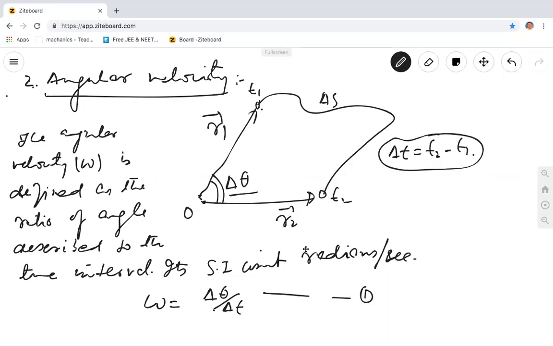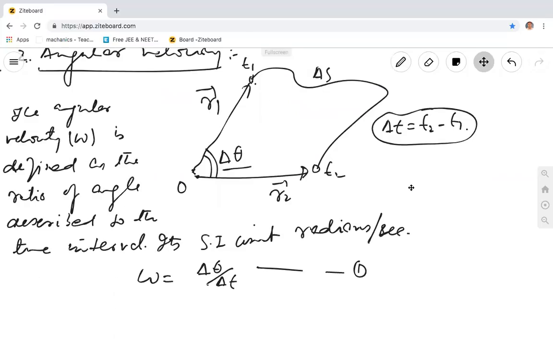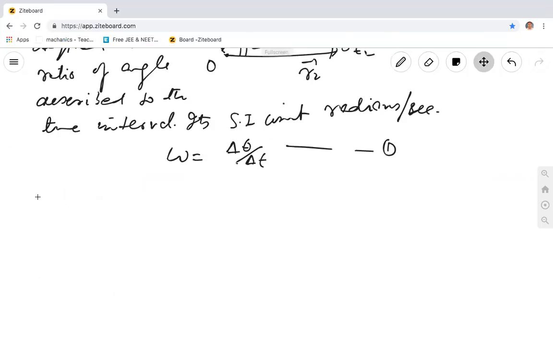But now you must know that this omega, angular velocity, is a vector. Angular velocity is a vector.